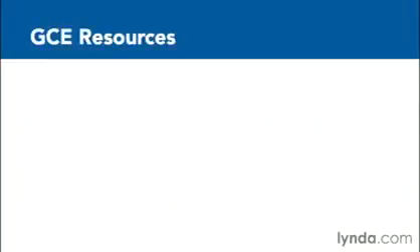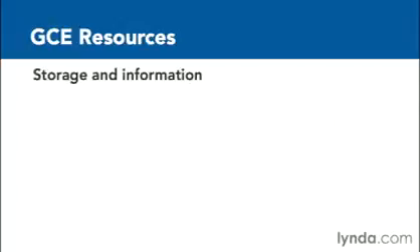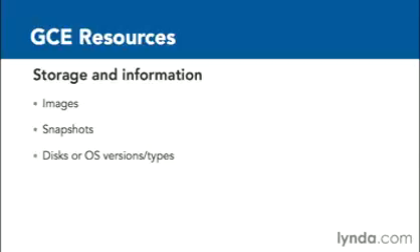There are resources associated with GCE services. They center around storage and information. There are things like images, which is a saved version of a virtual machine, snapshots, which is a saved version of a VM at a point in time and can be restored, a disk, which is an OS version or type. And you might remember from a previous movie, it can be flavors of Linux or even Windows Server. There is also information that is groups or metadata. It's useful to understand the scope of these resources.